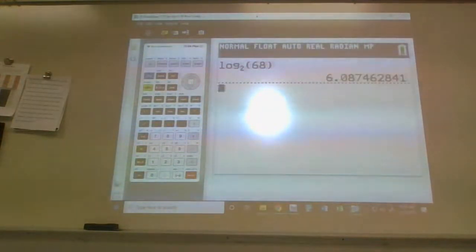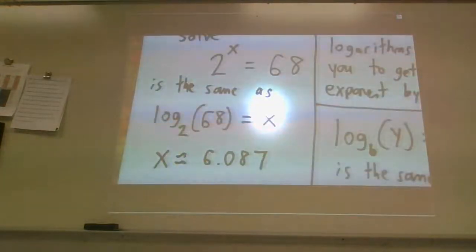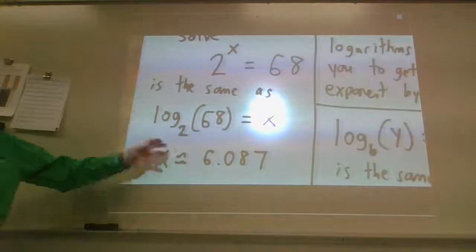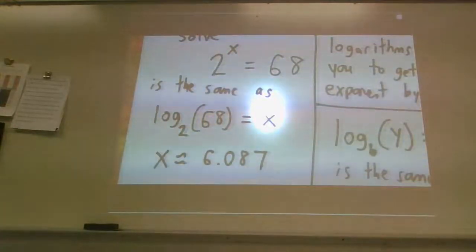It gives you that exact value. x is approximately equal to 6.087. What that means is this: the calculator will be able to get this thing done for you as long as you know how to put it into the calculator properly. The calculator will get the calculation done for you, but you have to do the algebra to begin with.